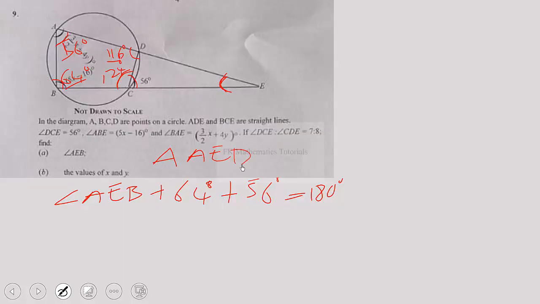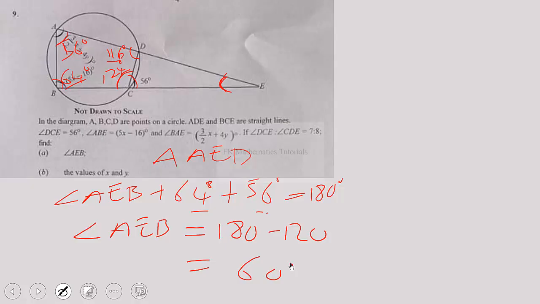So 64 plus angle AEB plus 64 degrees plus 56 degrees is supposed to be equal to 180. Sum of angles in a triangle, that is triangle AEB. So 64 plus 56 will give you 120. So angle AEB will be equal to 180 minus 120, which is equal to 60 degrees.